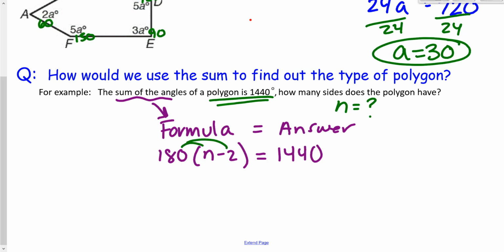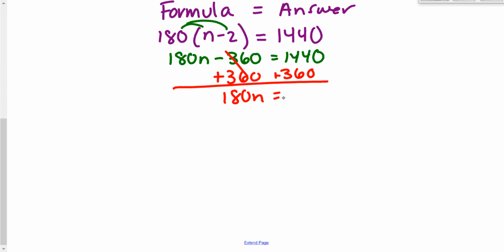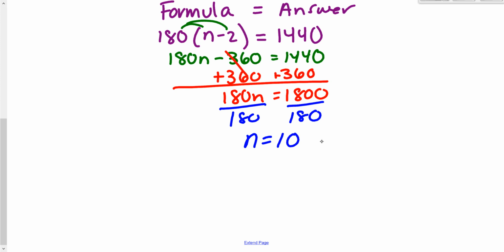Well, I distribute. 180 times n minus 360 is equal to 1440. The next thing I do is I add 360 to each side. So I'm left with 180n is equal to 1800. And now when I divide by 180 on each side, I get that n had to have been 10. So that is a decagon.